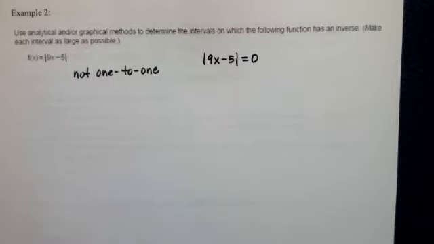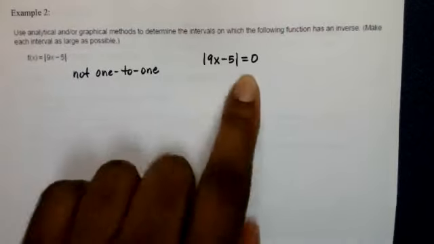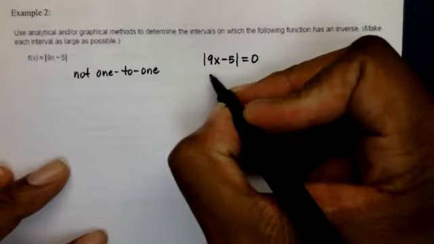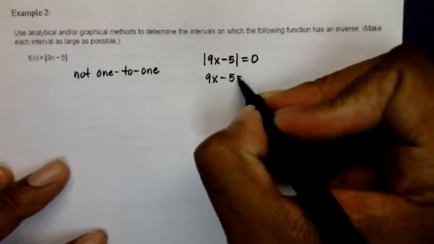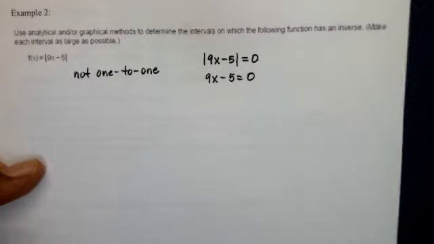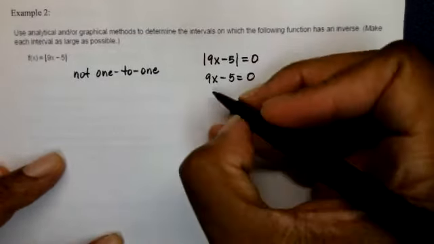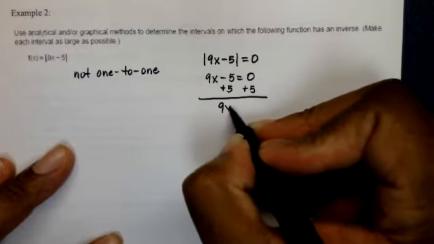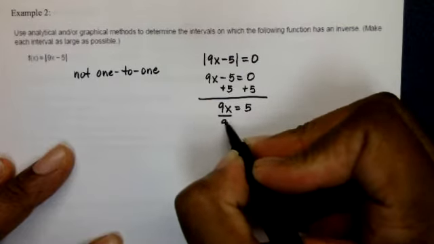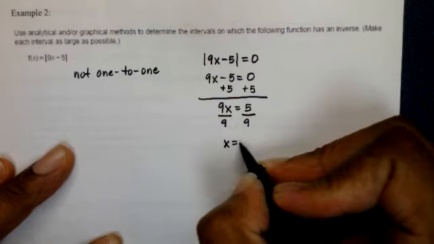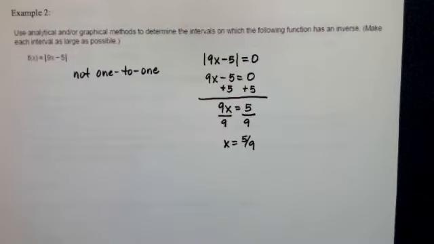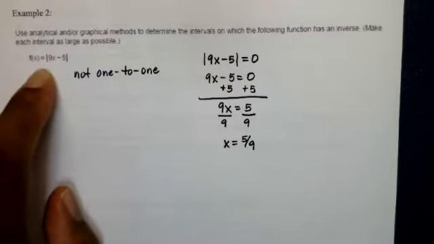Now, normally with an absolute value equation, you'll write two equations. However, we're dealing with 0, and 0 is neither positive nor negative. We only write one equation, and that's 9x minus 5 equals 0. And then to solve for x, we're going to add 5 to both sides to get 9x equals 5. Divide both sides by 9. That means at x equals 5/9, that's where the function would not have an inverse function.